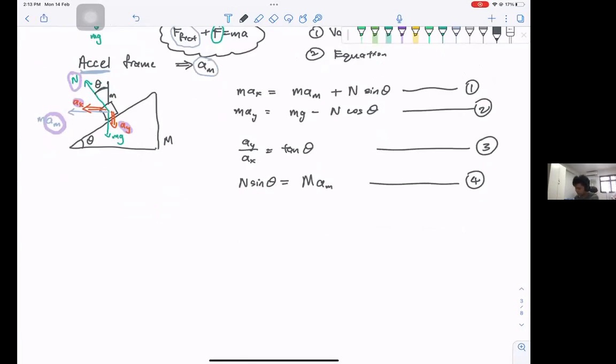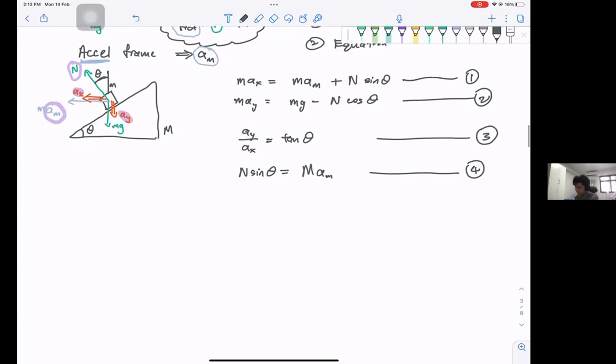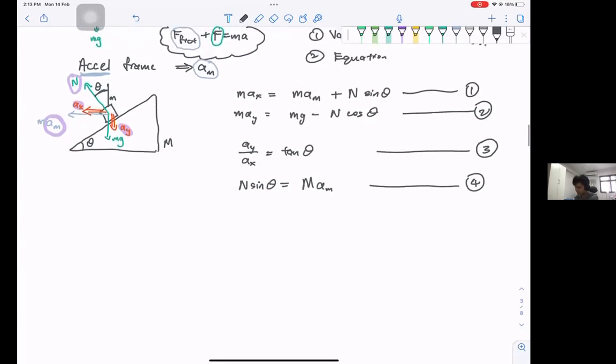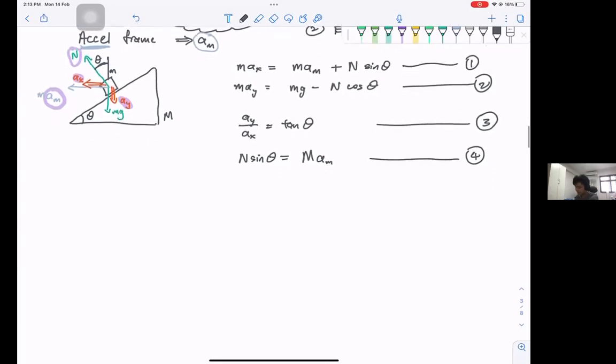And if you go ahead and check the units for each of the 4 equations, let's just do it for the third one. The units on the left are meter per second, acceleration over acceleration gives you a constant. And on the right-hand side, the tangent of an angle is unitless. So it's very good, once you establish the equations, to check for units. And now for these 4 equations, it's just a matter of solving them simultaneously.